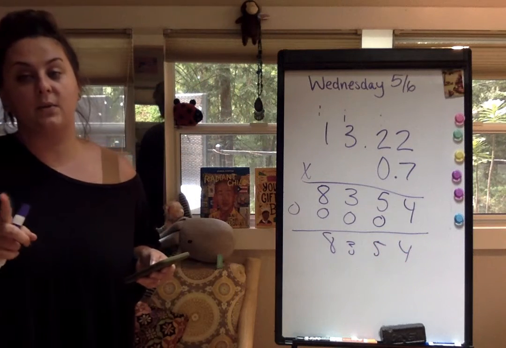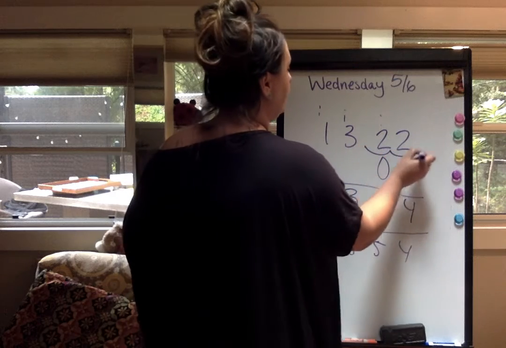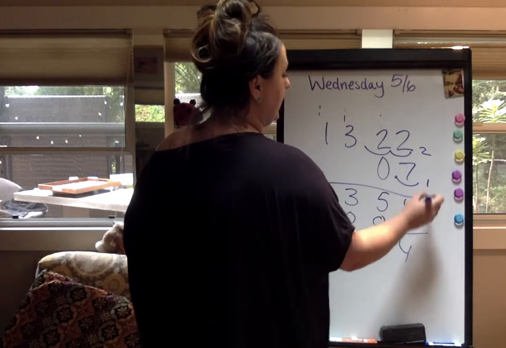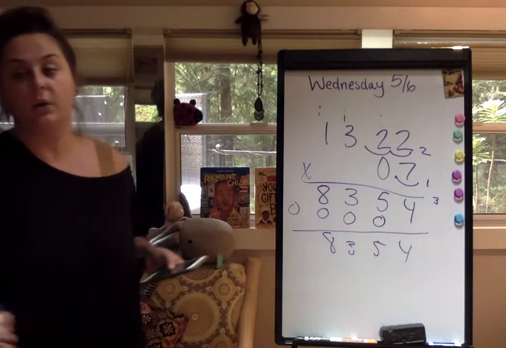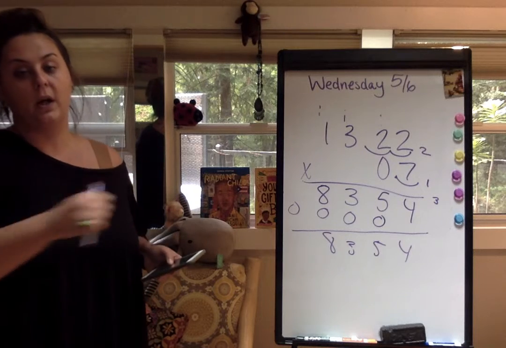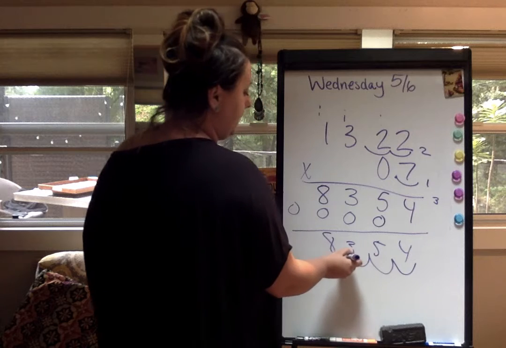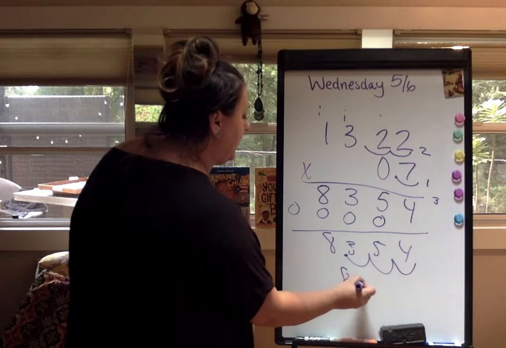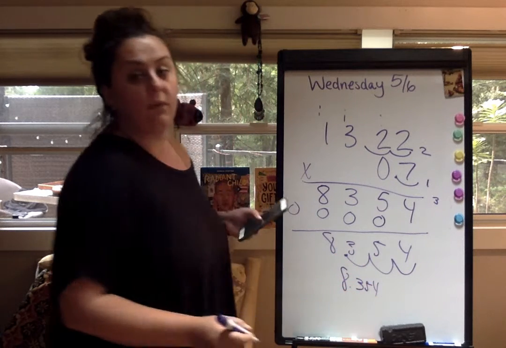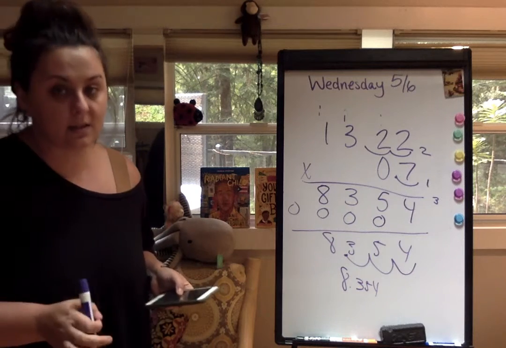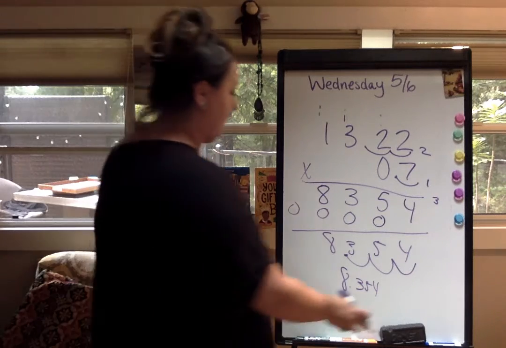Add it up. You're going to have 8, 3, 5, 4. Now, count the places to the right of the decimal point. There's 2 here and 1 here. Add them together, you get 3. You're going to start at the end of your whole number and count left 3 places. 1, 2, 3. So your grand total will be 8 and 354 thousandths. Okay?